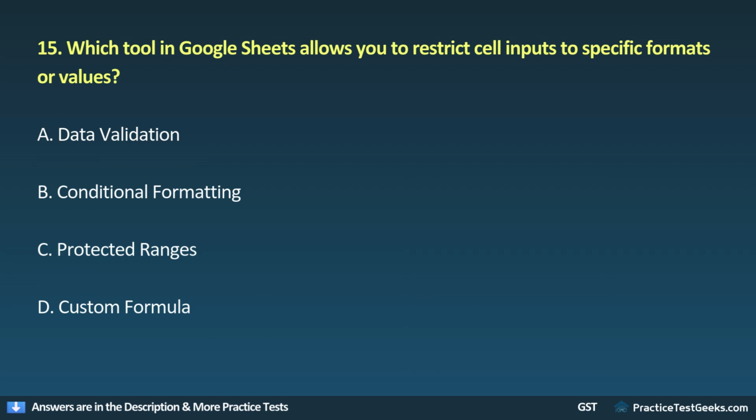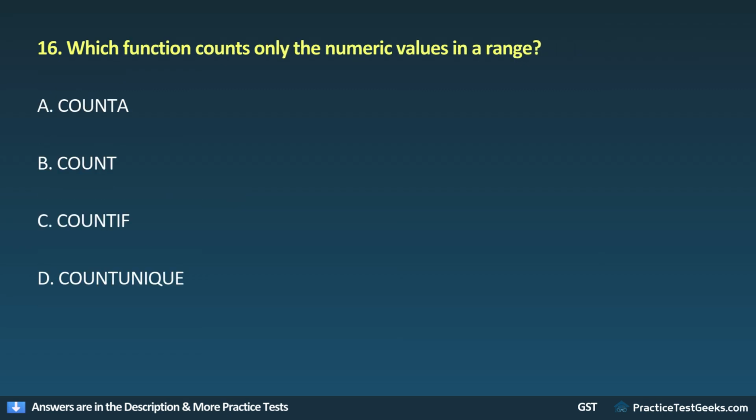15. Which tool in Google Sheets allows you to restrict cell inputs to specific formats or values? A. Data validation. B. Conditional formatting. C. Protected ranges. D. Custom formula. 16. Which function counts only the numeric values in a range? A. COUNTA. B. COUNT. C. COUNTIF. D. COUNTUNIQUE.